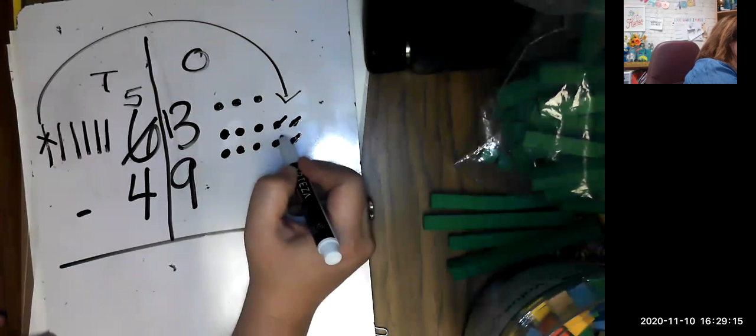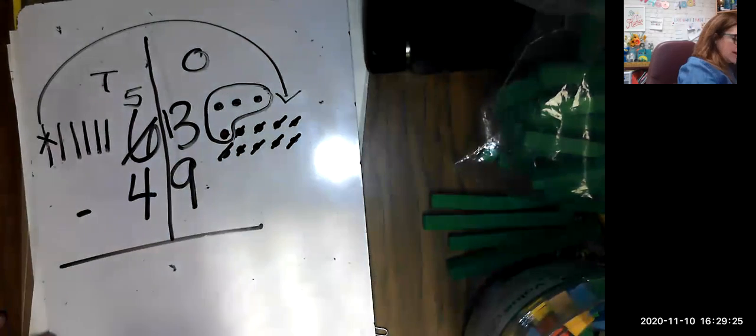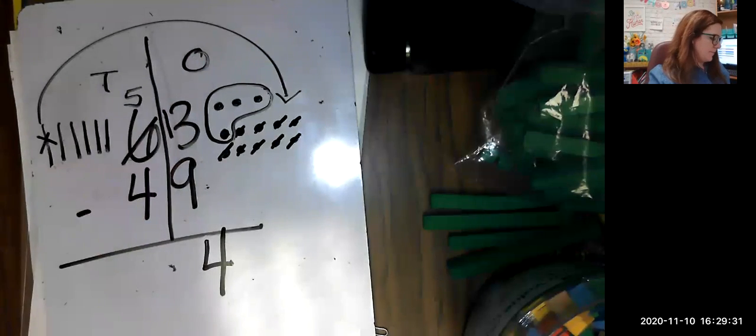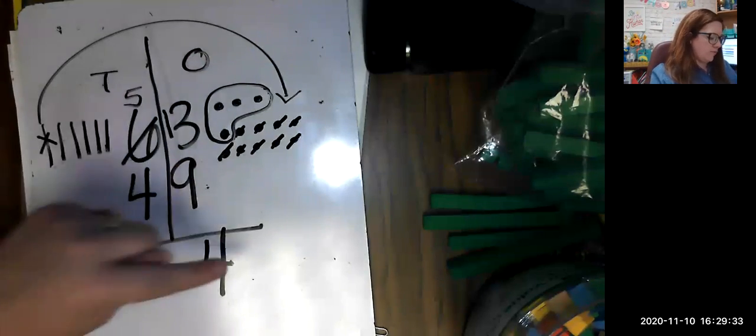I'm going to cross out 9. 1, 2, 3, 4, 5, 6, 7, 8, 9. What do I have left? Let's count them. I have 1, 2, 3, 4. I have 4 ones left. So I'm going to record my 4 for my ones spot. Okay, because 13 minus 9 was 4.